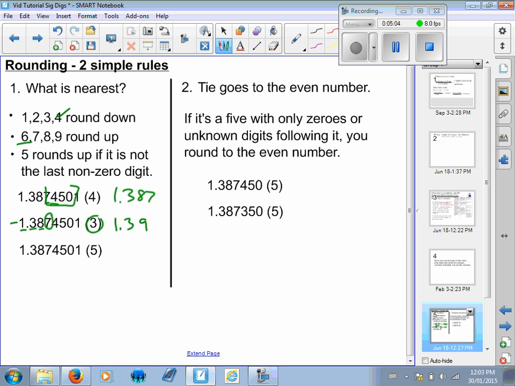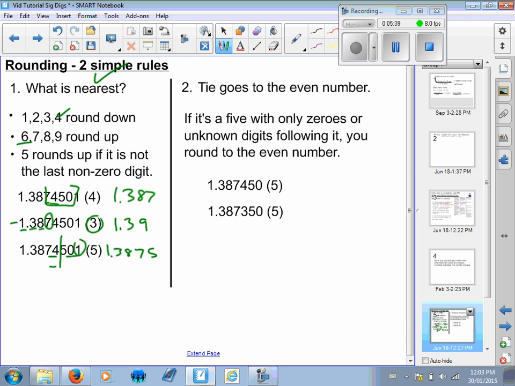Finally, if it's a 5, but there are non-zero digits afterwards, so 501 is the example here, then you round up because, again, 5 digits will take us out to the 4. This is 501. Well, 501 is closer to 75 than it is to 74. It's closer to the higher number. So if there are any digits afterwards, we round upwards. So this one's going to be 1.3875. So that takes care of the first rule.